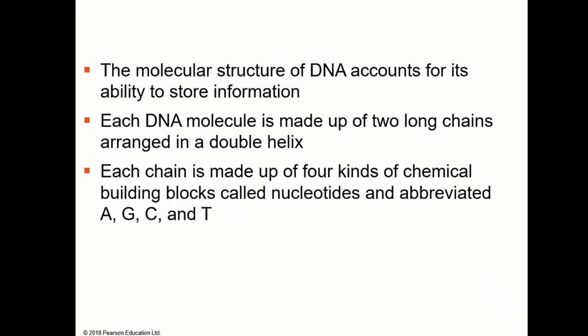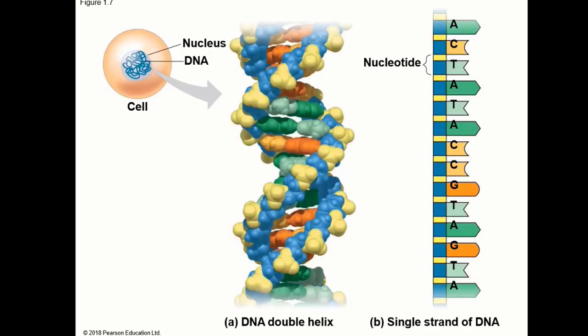Then the molecular structure of the DNA accounts for its ability to store information. This is very important because the DNA stores information about that particular individual. Each DNA molecule is made up of two long strands, a double helix, and each is made up of four chemical building blocks called nucleotides. These are adenine, guanine, forgive my pronunciation, cytosine, and thymine. These are paired, and you're going to find in the next slide which ones are paired with which.